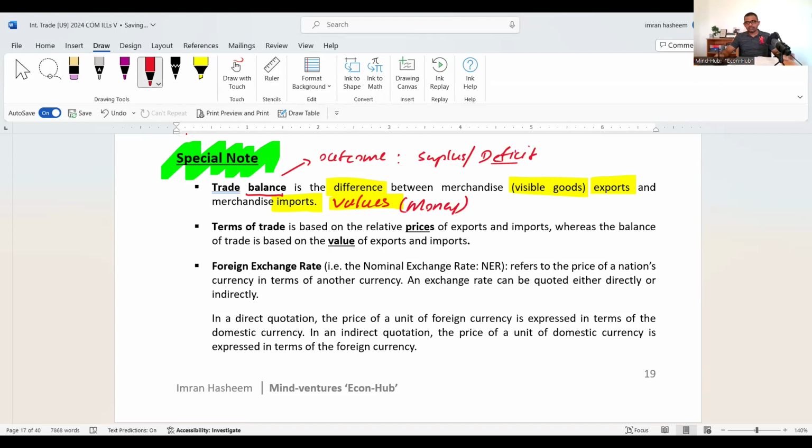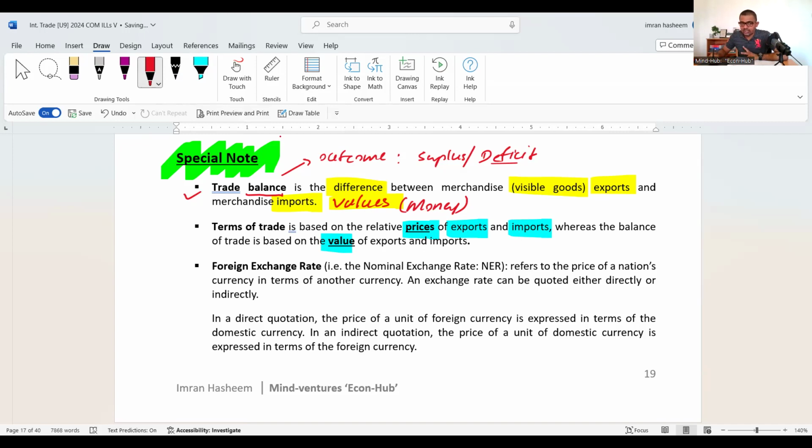Okay. Done? Right. Next, terms of trade. Now we talked about it, it's very clear to us. Terms of trade is a no-brainer for us, right? Terms of trade is the relative price of exports and imports, whereas the balance of trade is based on value. But here it's basically a relative price comparison, based on the relative prices of exports and imports.